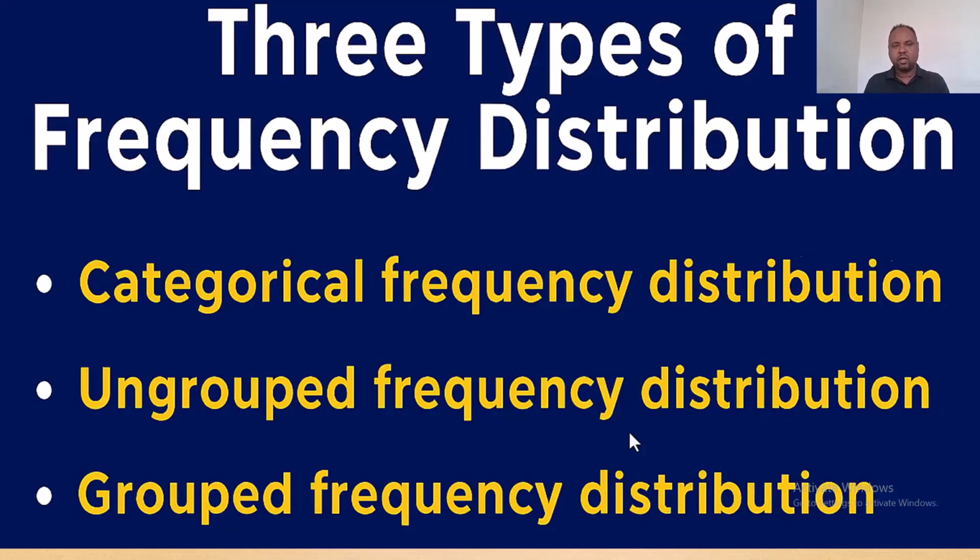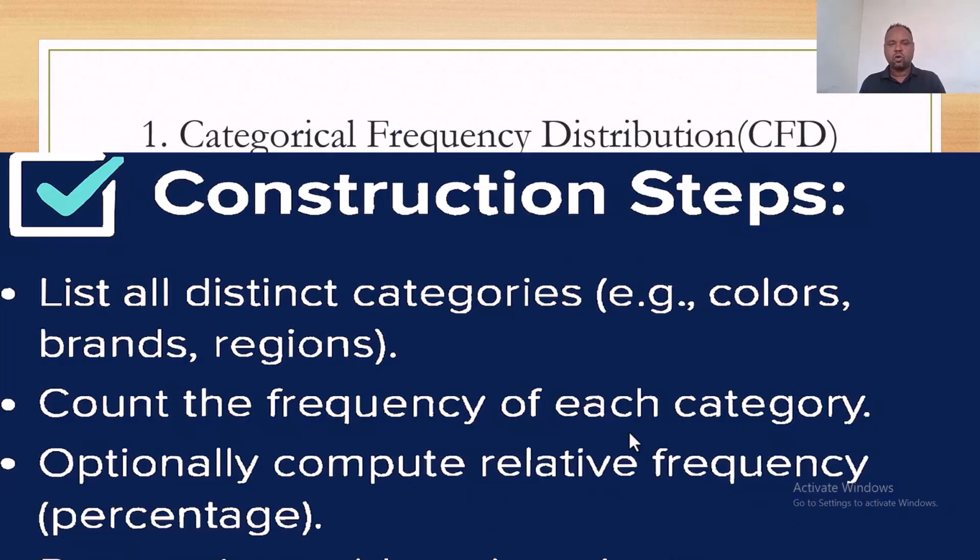Through this, we can present data effectively. These three types of frequency distributions are under the tabular data presentation. We will see them one by one in what follows. So let's begin with the categorical frequency distribution, CFD. How to construct a categorical frequency distribution.